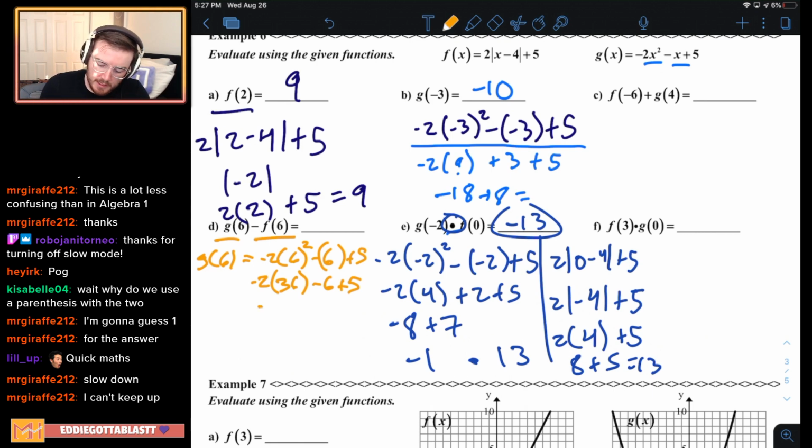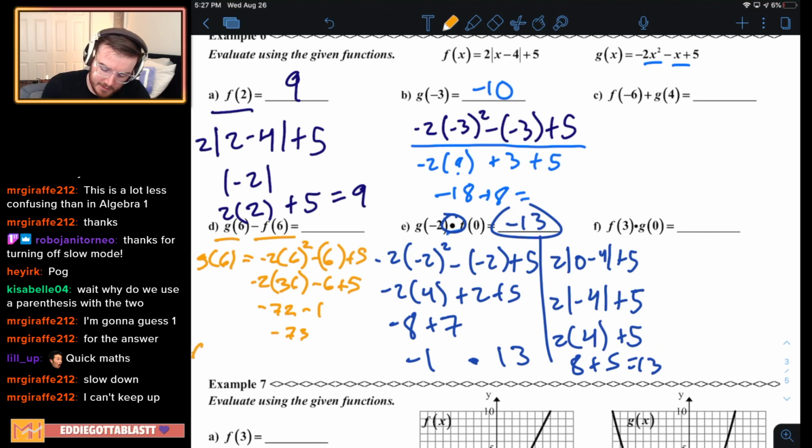36 times 2 is negative 72. Negative 6 plus 5 is negative 1. And negative 72 minus 1 is negative 73. That's g of 6. That's the first part.